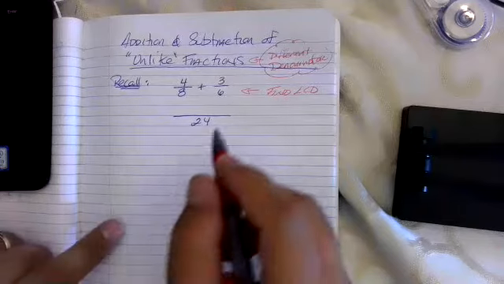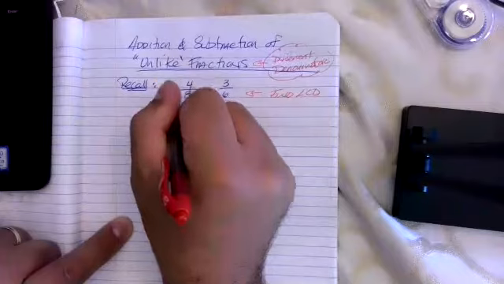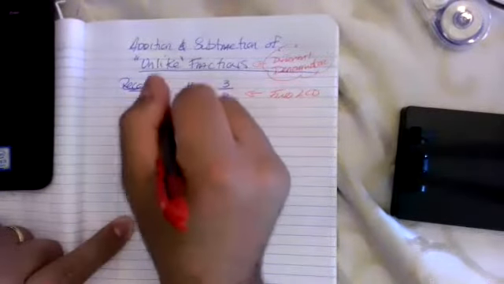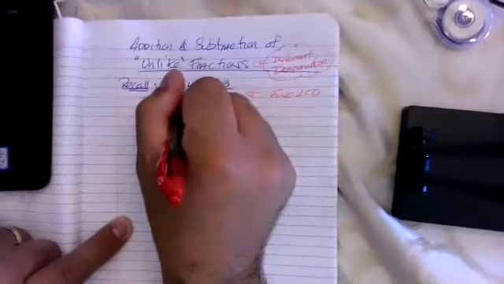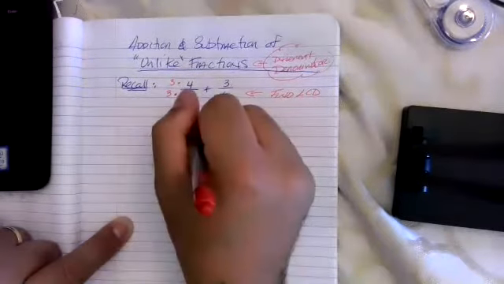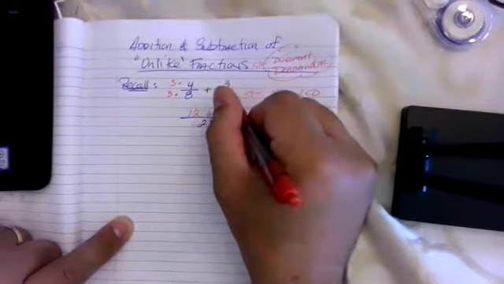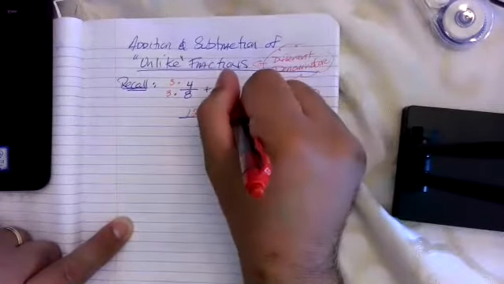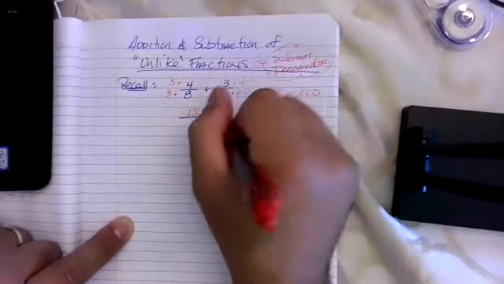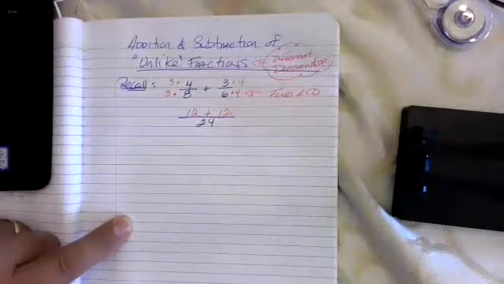And then really what I'm saying is, I want this 8 to be a 24. So what did I do to this 8? I multiplied it by 3. Whatever I do to the bottom, I have to do the same to the top to keep this fraction true. So this is going to be 12. And over here, the same thing. This 6 became a 24. How did it become a 24? Well, I multiplied it by 4. So 3 times 4 is also 12.